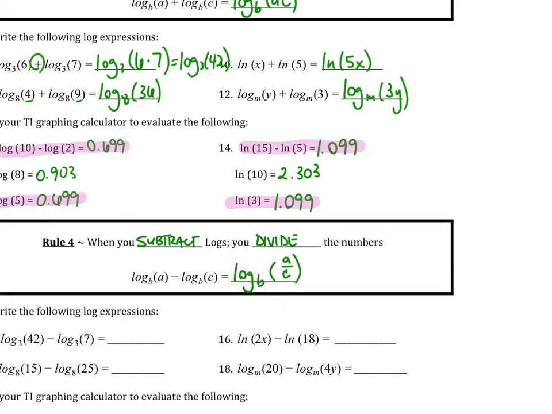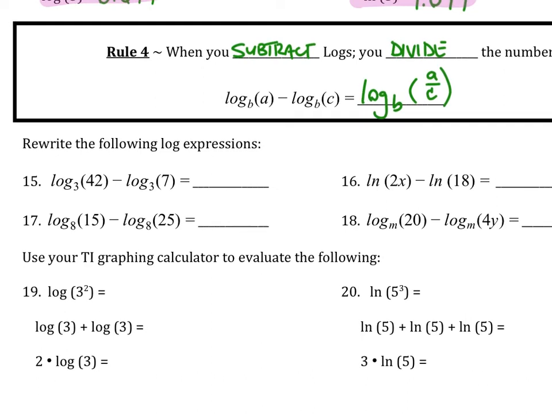Rewrite the following log expressions. I will show more work on 15. The rest I will just go through and do. So this says I have log base 3. Because I'm looking at subtraction, it's going to be 42 divided by 7, which gives me log base 3 of 6. I have log base 8, and I'm taking 15 divided by 2. When I do 15 divided by 2, I have a common factor. I can pull out a 5, so I'm left with log base 8 of 3/5.